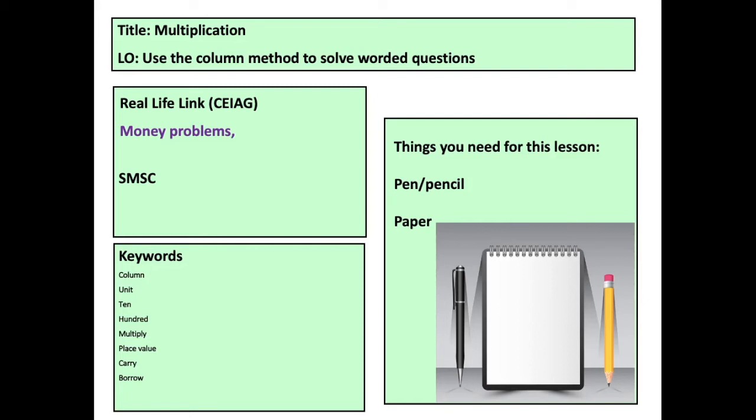Right, so today is your final lesson on multiplication and hopefully your final lesson for remote learning. The learning objective is to use the column method to solve worded questions. So today predominantly we're only going to be focusing on worded questions. Things that you'll need for this lesson are a pen or a pencil and some paper.